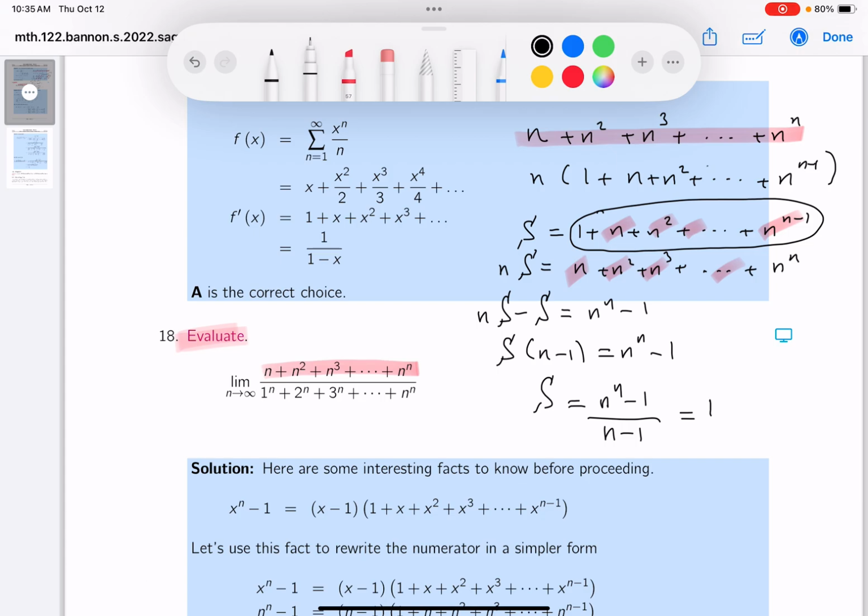I'll write that down for you. So what do you get? 1 plus n plus n squared plus yada, yada, yada, all up to n to the n minus 1. So really what have I found? I found something over here, and let me write down what I found. That n to the n minus 1 is equal to n minus 1, right, times 1 plus n plus n squared plus yada, yada, yada, up to n to the n minus 1. All right, so that's what I just found out right there.